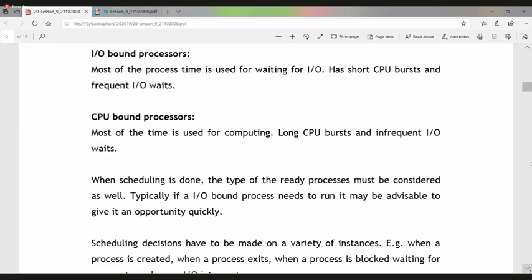Typically, if an I/O-bound process needs to run, it may be advisable to give it an opportunity quickly.